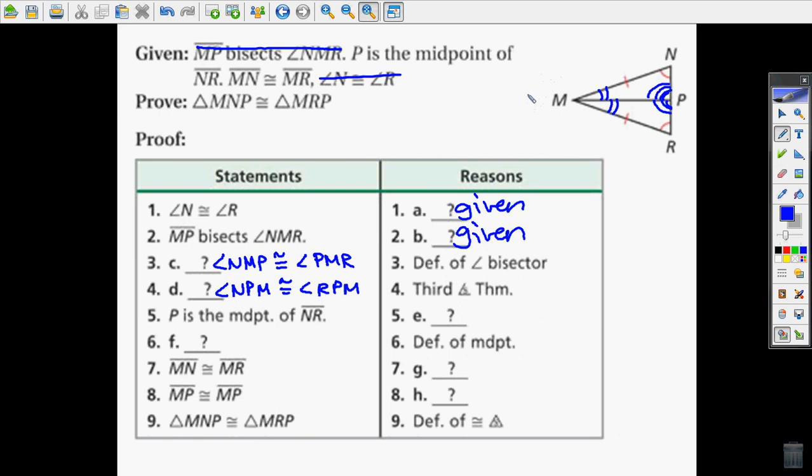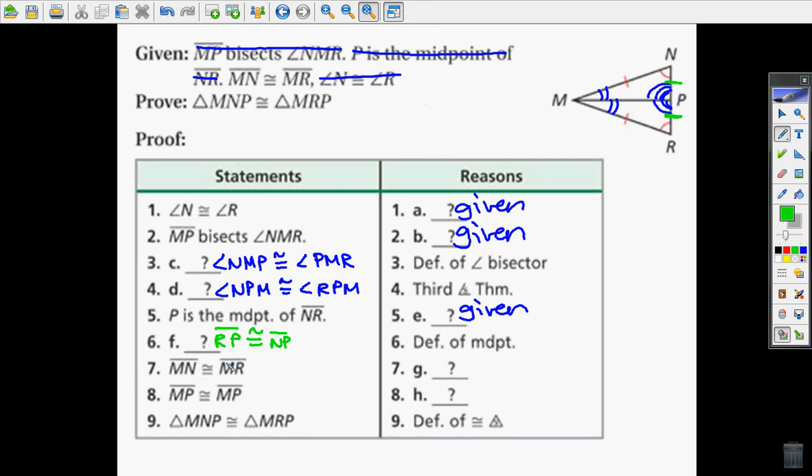Okay. P is the midpoint of NR. That is given. So if P is the midpoint, and I'm running out of room here, that means that this segment is congruent to this segment. That's definition of midpoint. So we are going to say that line segment RP is congruent to line segment NP. Again, that's definition of midpoint.